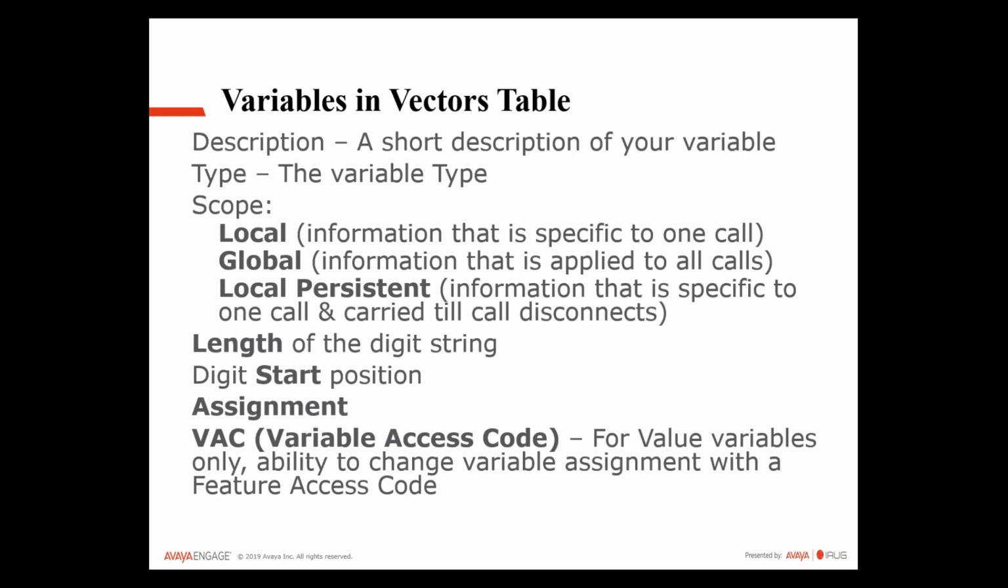Assignment is going to be used in our first demonstration of business continuity, so we'll see that. And then you can also set a variable access code. We'll cover that at the very end to show you where you can actually change the variables with just an access code instead of different ways of doing it. It gives you multiple options.